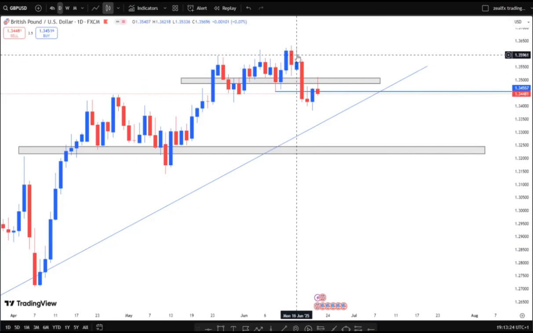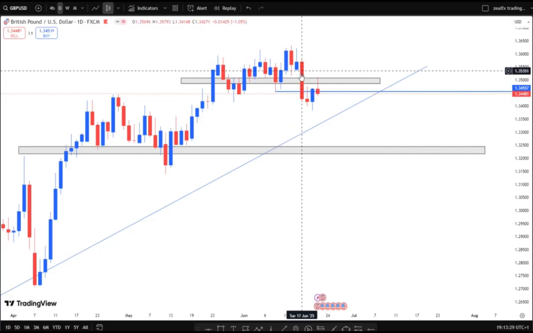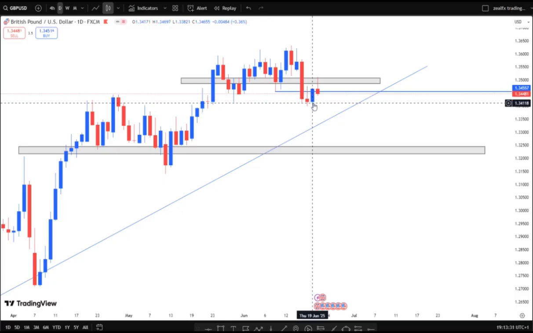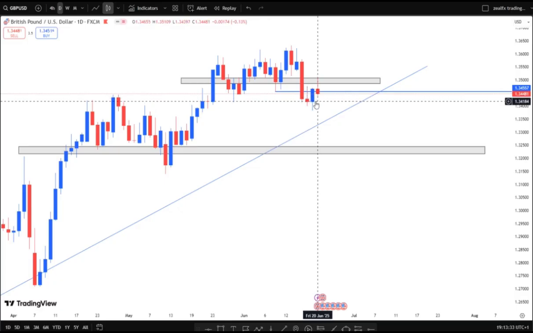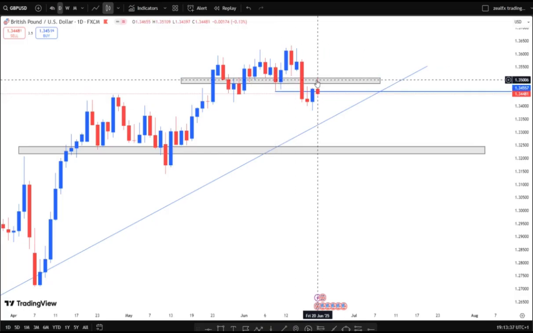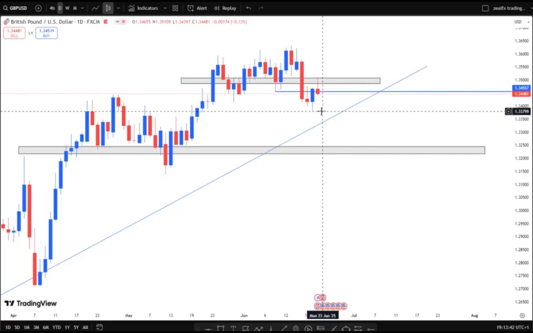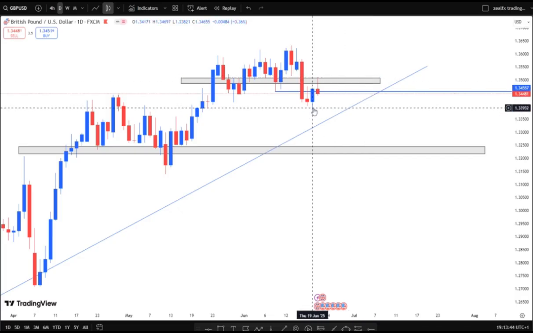Last week we said we expect the GBPUSD to drop, and you can see that price really dropped from the resistance we expected price to drop from. You can watch our previous analysis of last week to see what we said about the market, and you can see that the price played out as planned. So this week we're looking at this week's analysis.